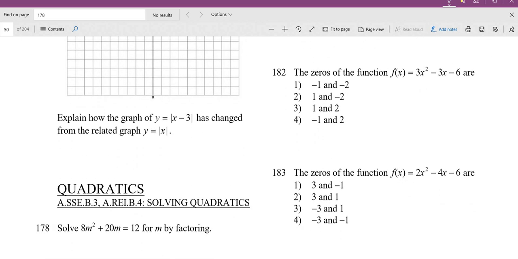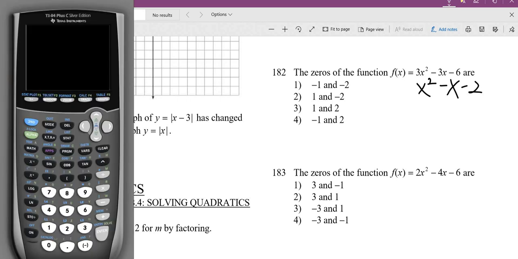Okay. For this one, you can use pretty much any method. I'm going to show you how to do it with the calculator, because I think it's the easiest. But if you do any of those other methods, the first thing you're going to want to do is divide everything by 3 to make it easier. So you'll have x squared minus x minus 2. Okay, remember, zeros of the function means what value of x makes this equal to 0. So I'm going to show you how to do it on the calculator.